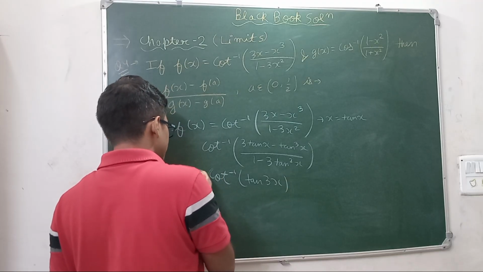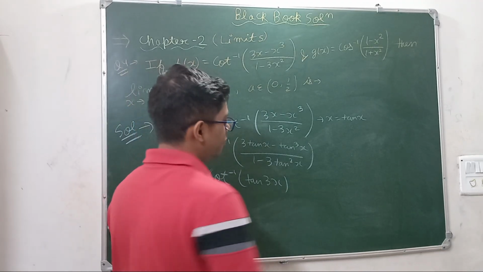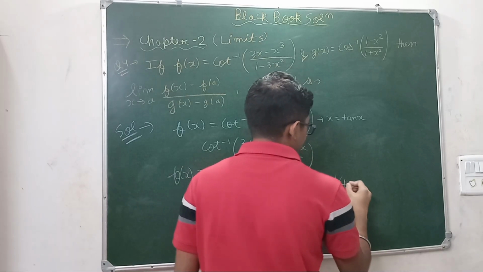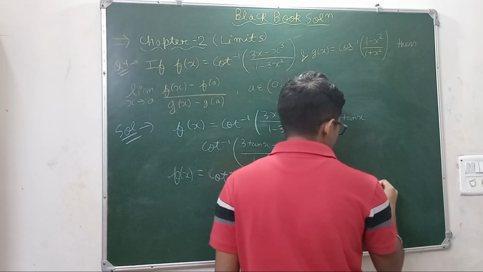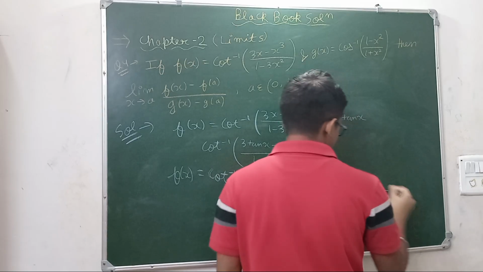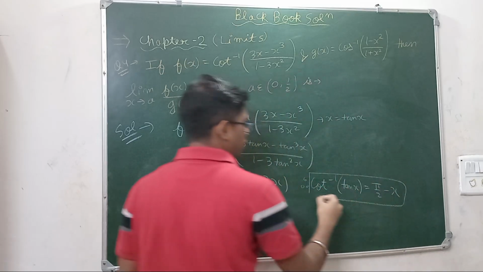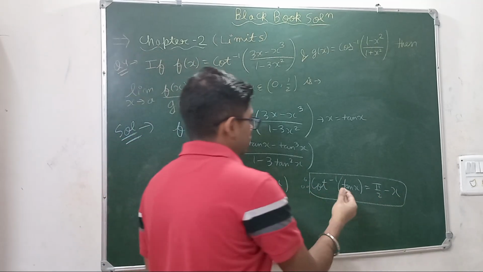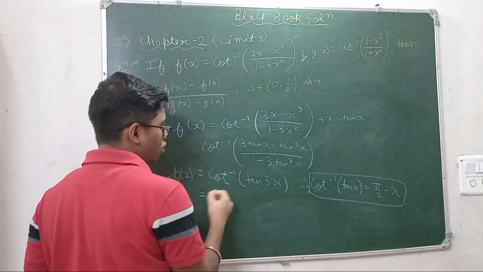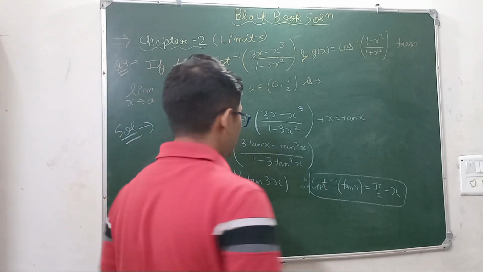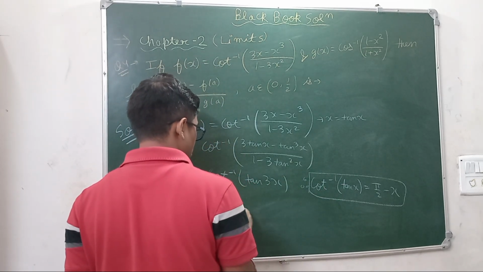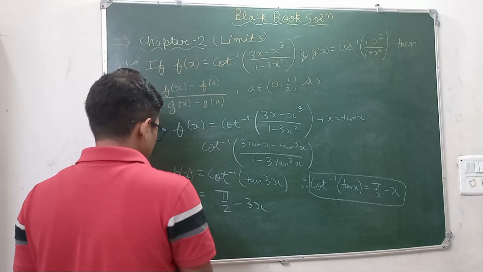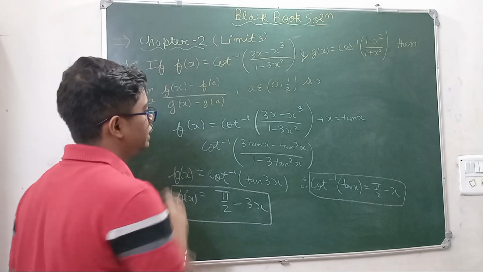Now, using some inverse trigonometric functions, if you remember one formula that cot inverse tan x is pi by 2 minus x. This is the formula. You can now just apply this formula. So cot inverse tan 3x will become pi by 2 minus 3x. Means this is our function f of x. Fx is pi by 2 minus 3x.